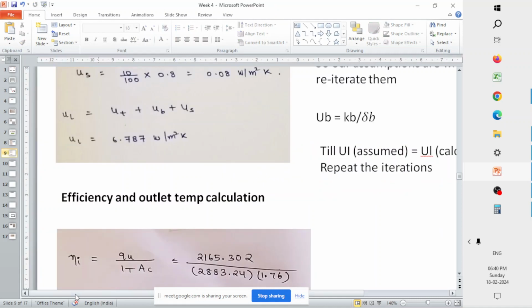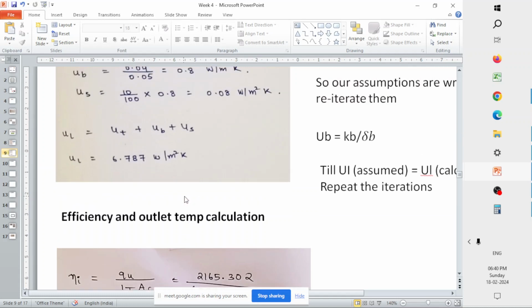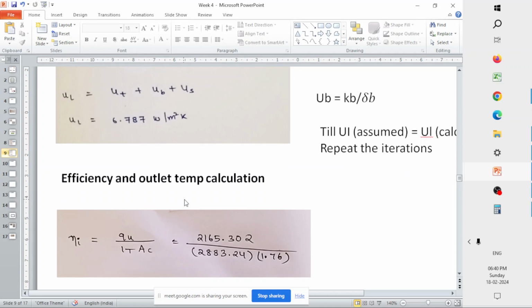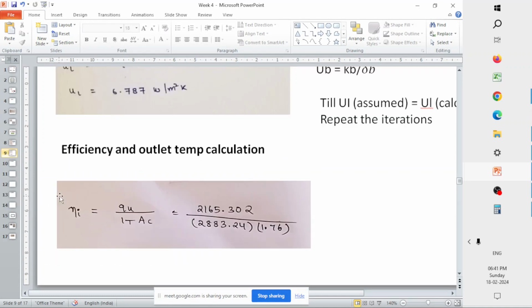But since we do not have that much time, you can always do this reiteration yourself. We consider that whatever values we have assumed are correct, and then we calculate the efficiency as well as the outlet temperature. The efficiency is the important part, which is why we are actually solving this.